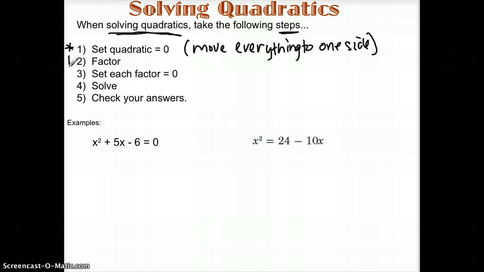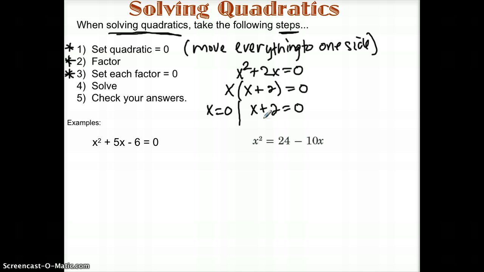Okay, step 2, you factor. We've done that. Step 3, set each factor equal to 0. We did that more when it was like x squared plus 2x equals 0. We factored out the x. You were left with x plus 2. And then we did x equals 0 and x plus 2 equals 0, minus the 2, so you got x equals negative 2. So all of this, and then check, you just plug your answers back in and make sure they work. So none of this is new.